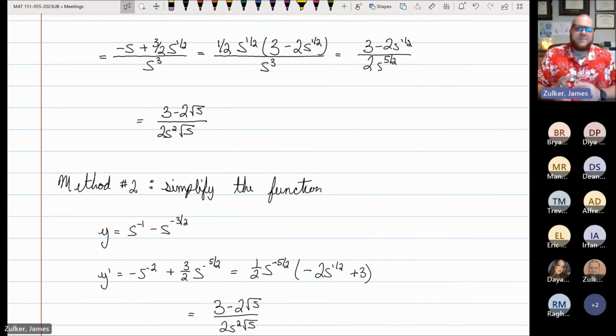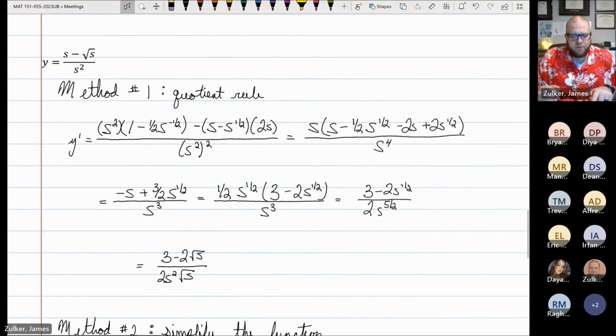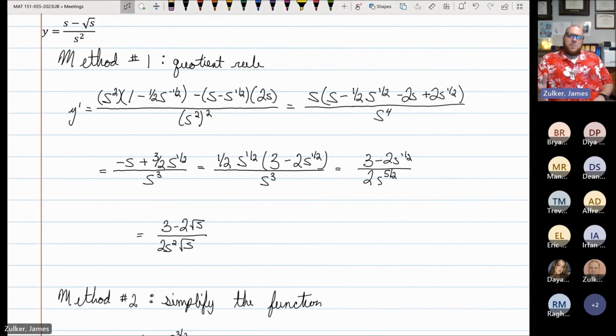It is very common that when you see a quotient to immediately think quotient rule. Right? That is very, very common. However, as this problem demonstrates, just because you have a quotient does not mean you have to use quotient rule.